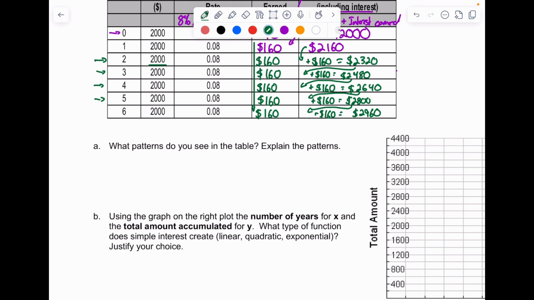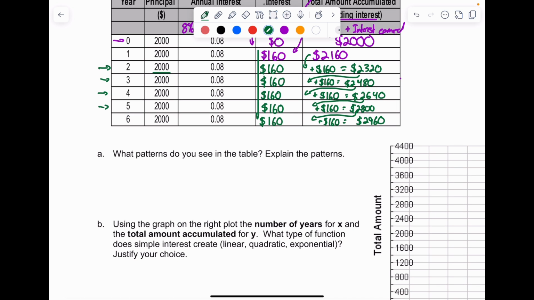Okay? So what pattern do you see in the table, and explain the pattern? If you need, before I give you the answer, just pause the video and try and guess for yourself before I give you the answer. But the pattern you should see is that each year that went by, we added $160. We just added $160 each year. That's all that happened each one of these times, okay?